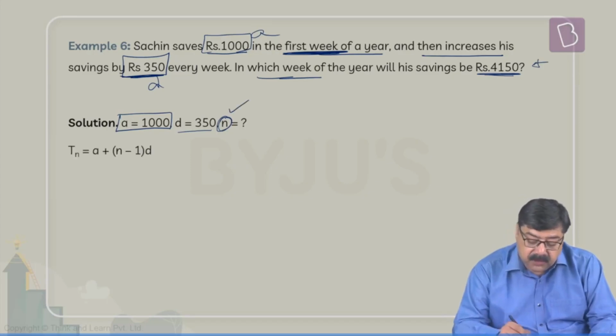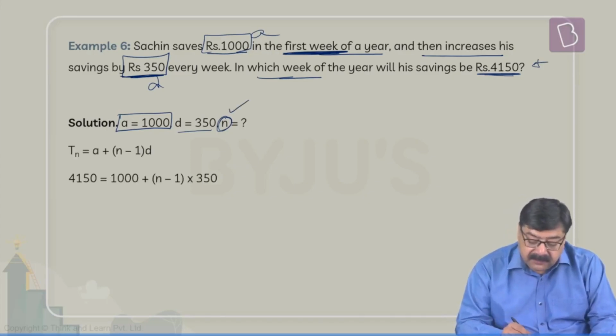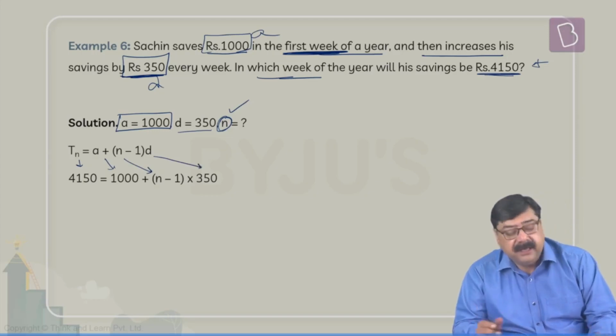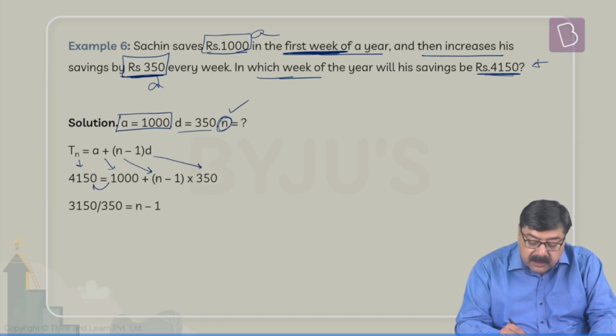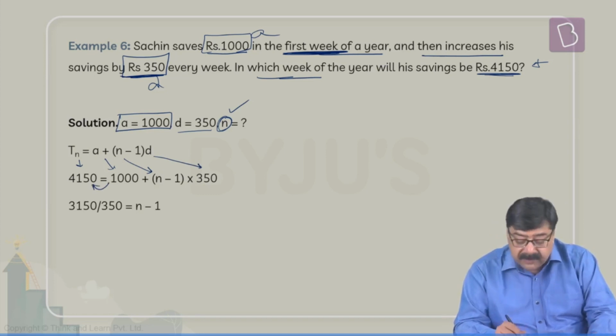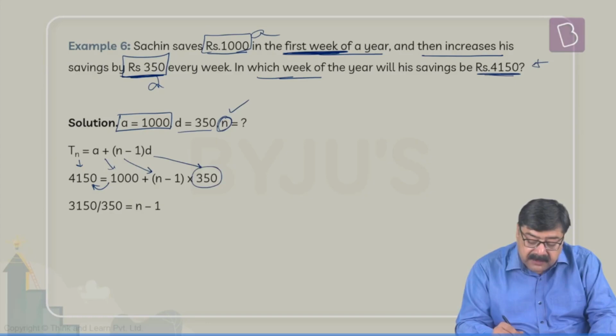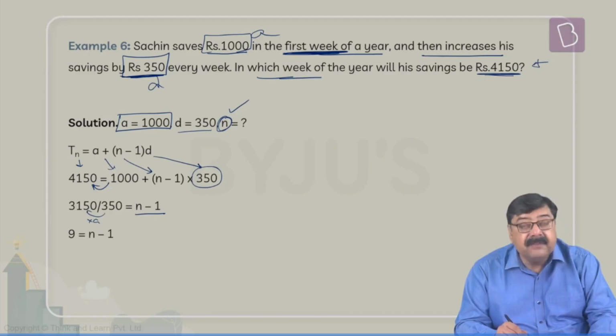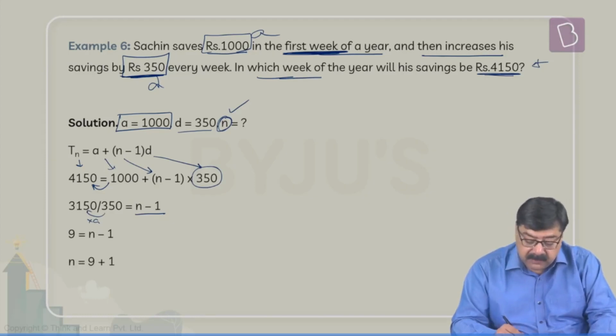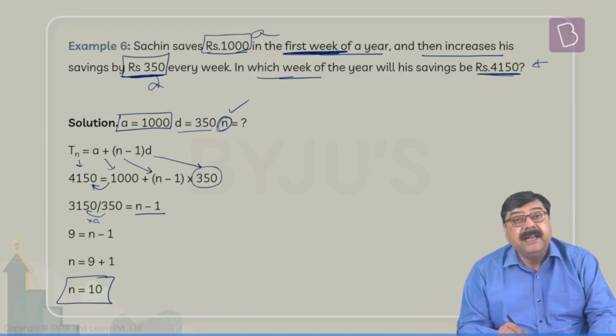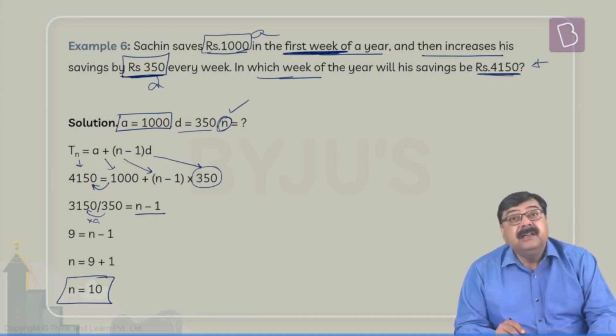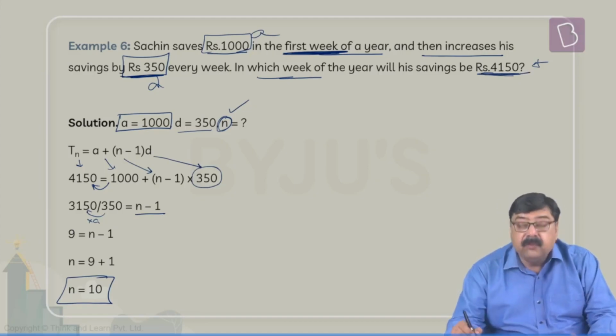So that is the value of N. Using the general expression, we know Tn is 4150, A is 1000, N we have to find out, and D is already given to us as 350. So from this we get 3150, as 1000 gets deducted from 4150 and is divided by 350 to give us N minus 1. So 350 into 9 is 3150, which is equal to N minus 1, by virtue of which we get the value of N as 10. So it is in the 10th week of the year that Sachin's savings will be 4150.